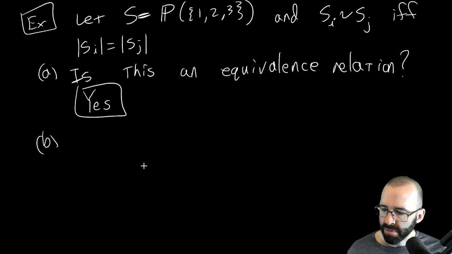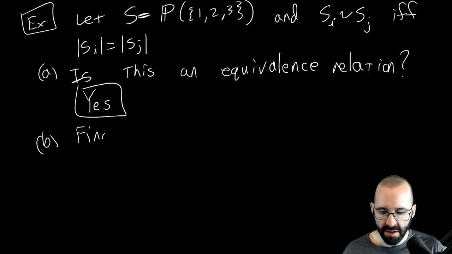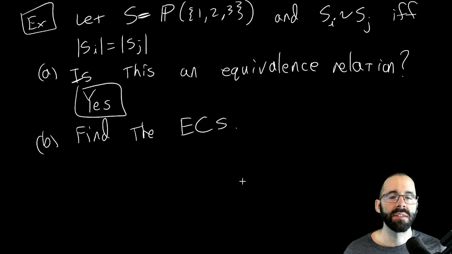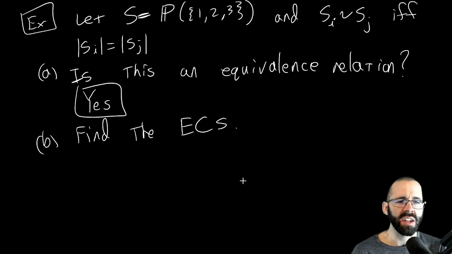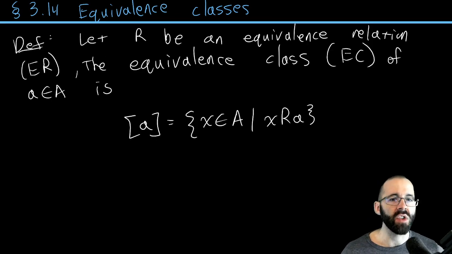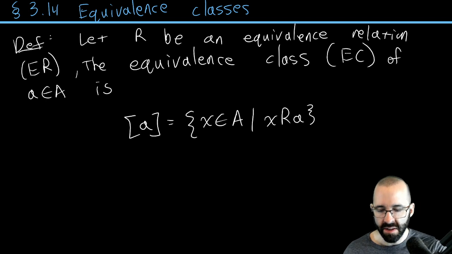For part B, find the equivalence classes. And I'm going to show you how we write the equivalence classes as well. I'm going to do my first abbreviation here. Find the equivalence classes. So let's think first about what equivalence class means in this case. The equivalence class of an element is all the elements that are related to that element. So it's like a family, everything that's related to that person.